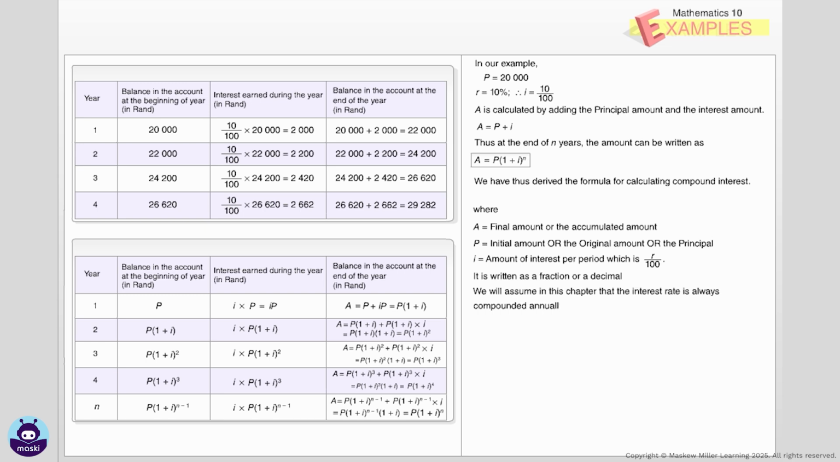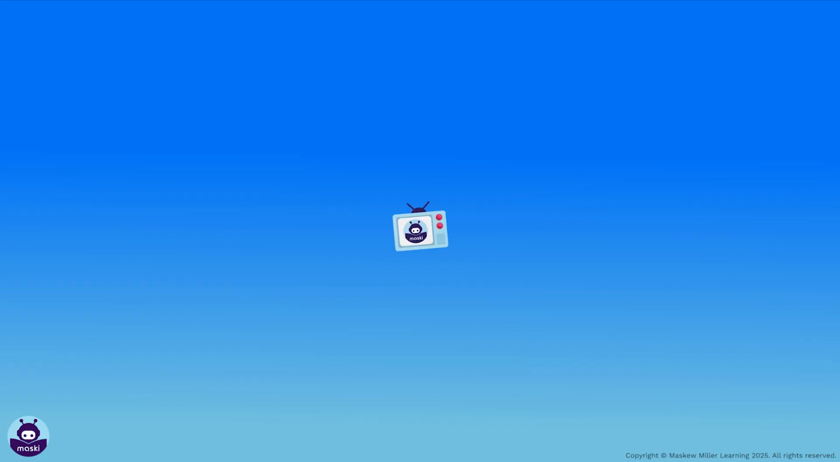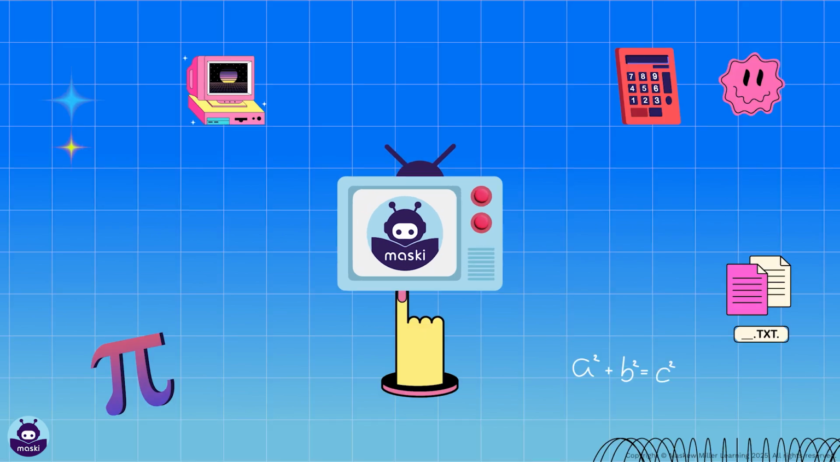We will assume in this chapter that the interest rate is always compounded annually. N equals time period. Remember to always convert N into years. For example, if the duration of the investment is 6 months, N will become 6 over 12 equals 0,5 years. We can manipulate this formula to either calculate the interest rate or the duration of investment to achieve a specific financial goal.